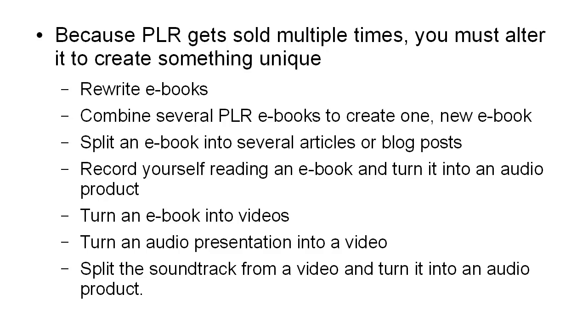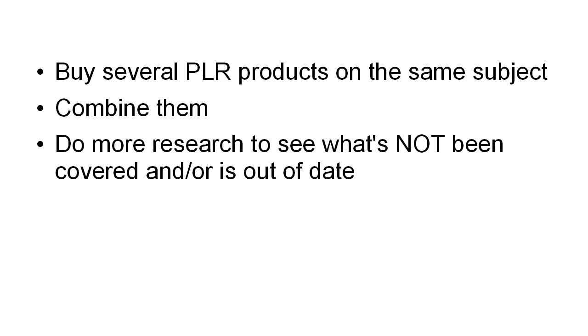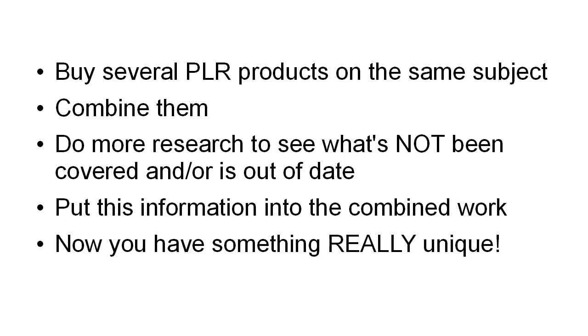One thing that you can do to make a truly unique product from PLR is this. You can buy several PLR products on the same subject, be that a video or an ebook. It's probably best with ebooks to do it this way. And what you do is you combine them, and then you do some more research to see what's not been covered in these 2 ebooks, or perhaps might be out of date. You put this information into the combined work, and now you have something really unique, something that nobody else has.